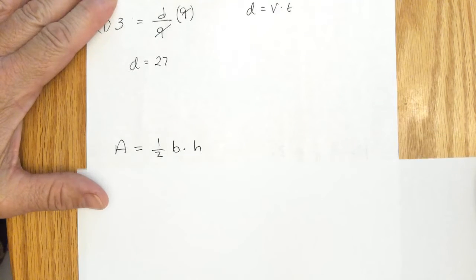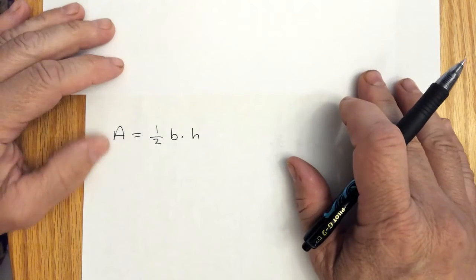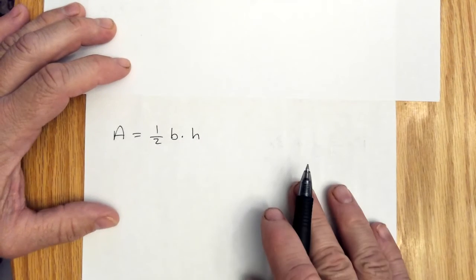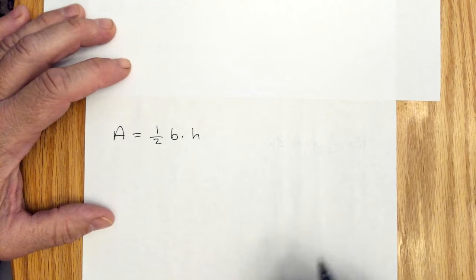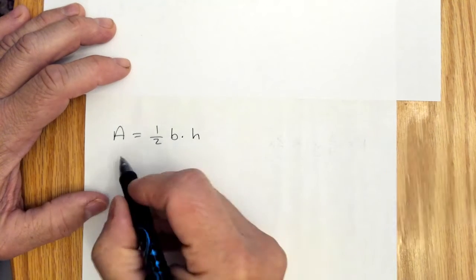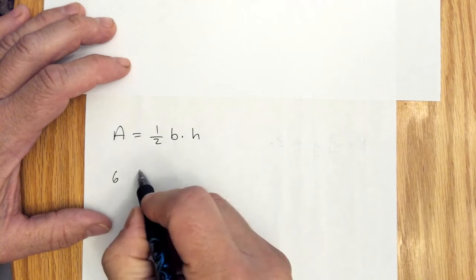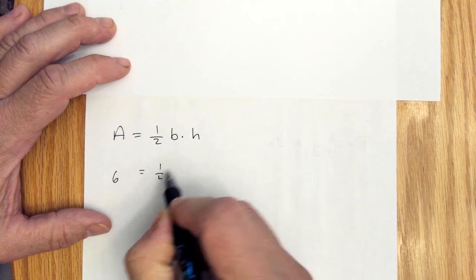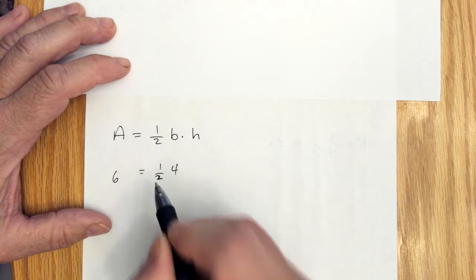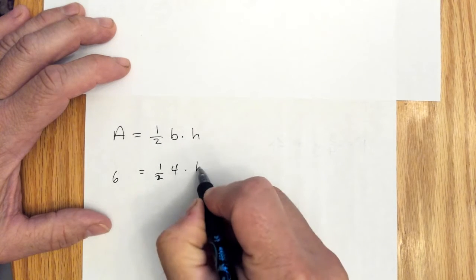Let's say we have this equation right here. So we're going to deal with this one right here. It is A equals 1/2 b times h. And in this equation, let's say that we have A being equal to 6 and b being equal to 4. And so we want to know what will h be equal to.